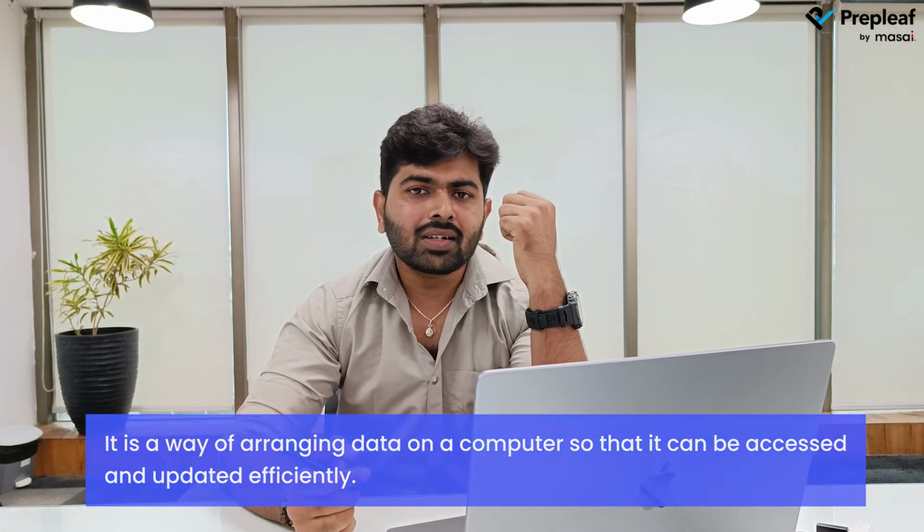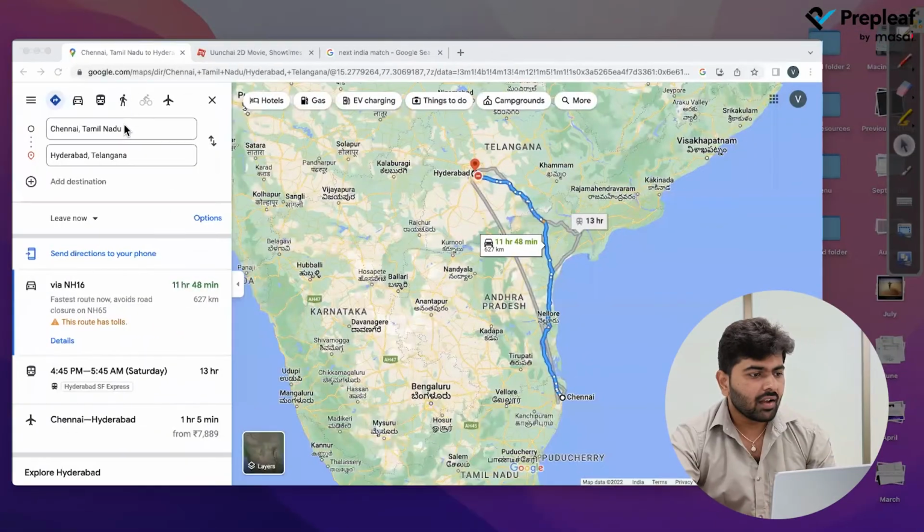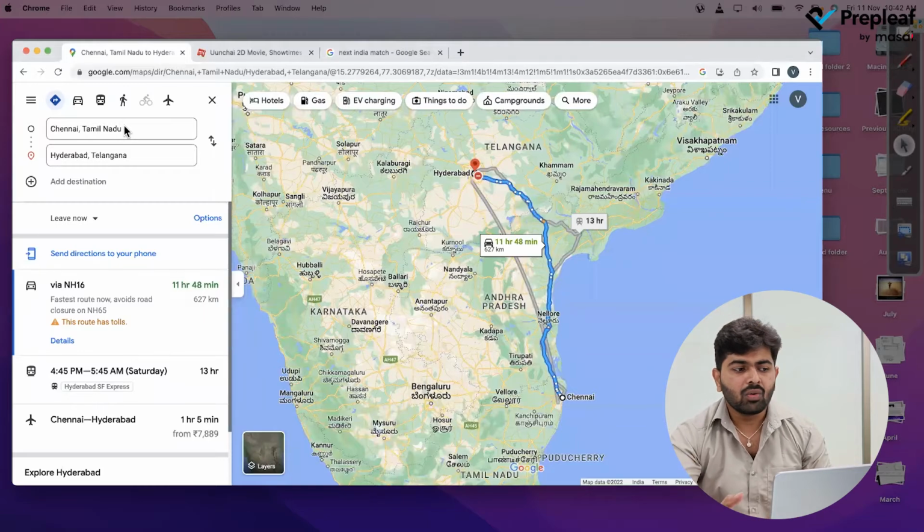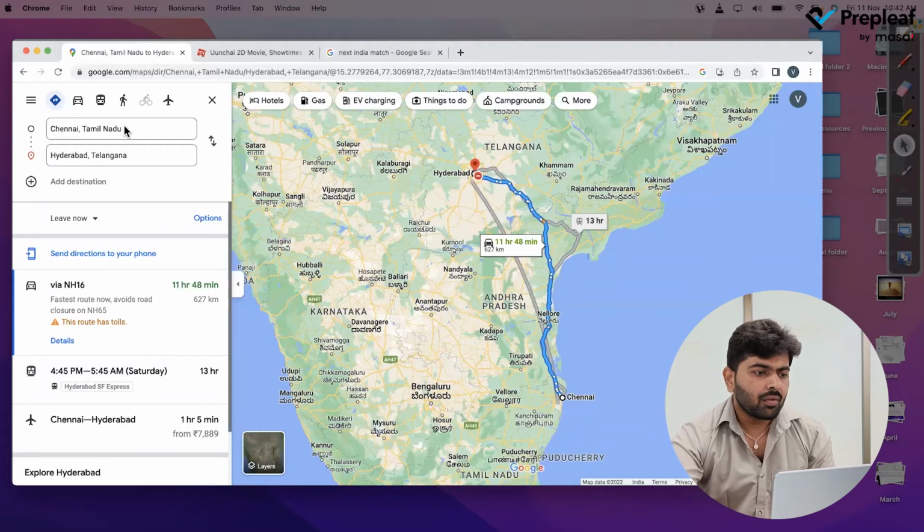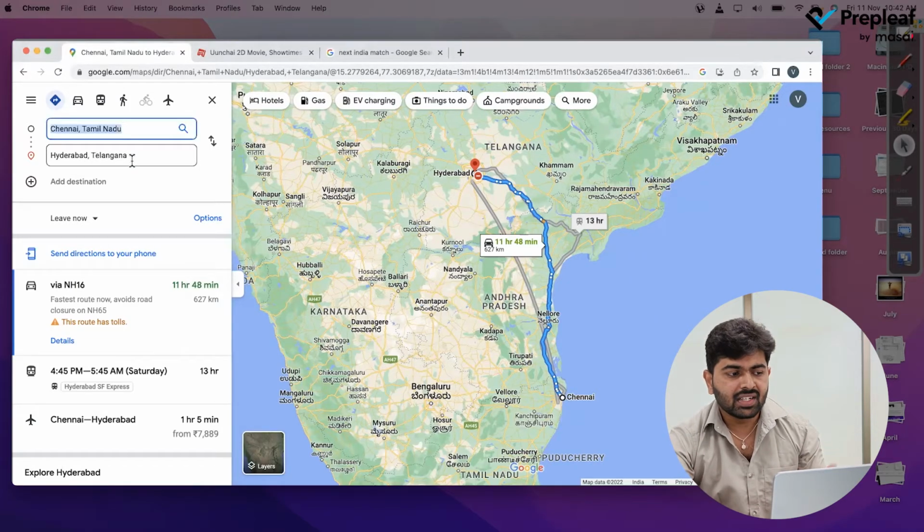There are a lot of data structures, like arrays, stacks, queues, binary search tree, AVL tree, heap, graph. Don't worry if you don't know any of these, but every data structure has its own specialty, friends. I'll share one example so we get a good understanding of it. Let's say I want to travel from Chennai to Hyderabad. We popularly use Google Maps, right? So I type the source as Chennai and the destination as Hyderabad.